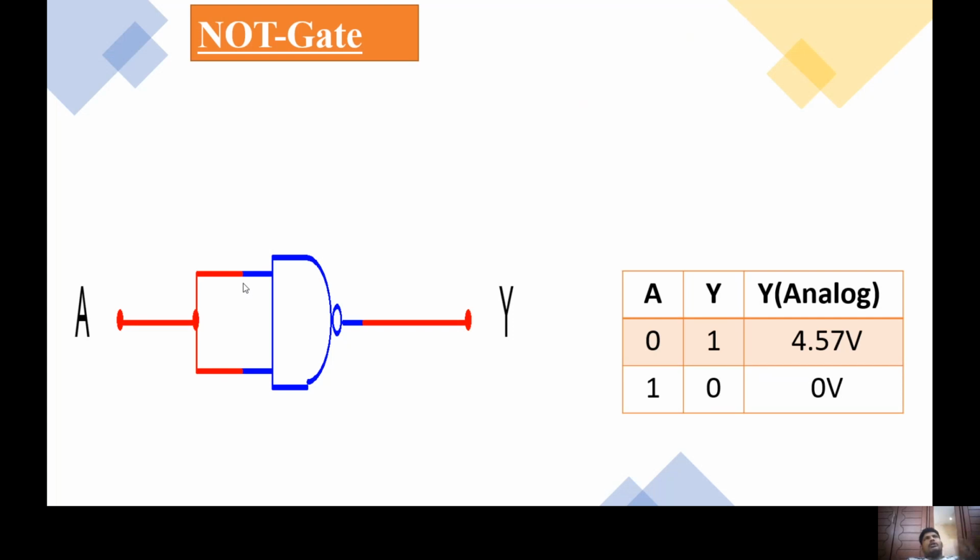We already know the 2 input NAND gate. What is the output of the NAND gate for 0 0? NAND gate is nothing but the complement of the AND gate. For 0 0 the output is 1, for 0 1 the output is 1, for 1 0 the output is 1, but for 1 1 the output is 0. When both the inputs are high, the output is 0 in the case of the NAND gate. So let us take 1 1.